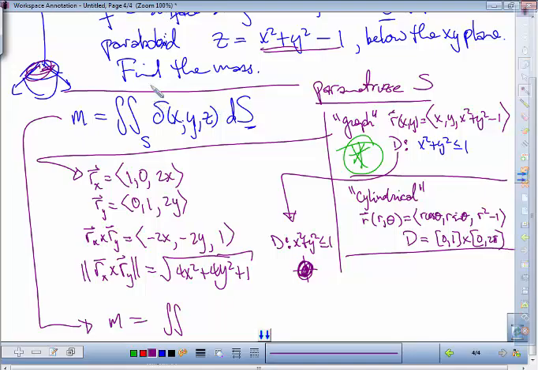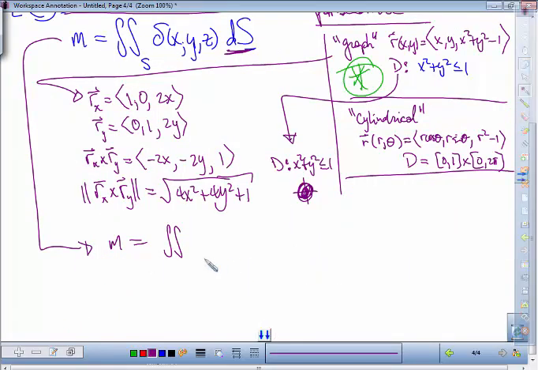Now, surface integral looks like a double integral, but technically it's not a double integral because I'm integrating over a surface. A double integral, you're integrating over a flat two-dimensional region. A surface integral, you're integrating over a surface. That's a two-dimensional region, but it lives in 3D. So try to see if you can understand the difference. So now this is going to be a double integral. My limits of integration will depend on this D region, a flat two-dimensional region.